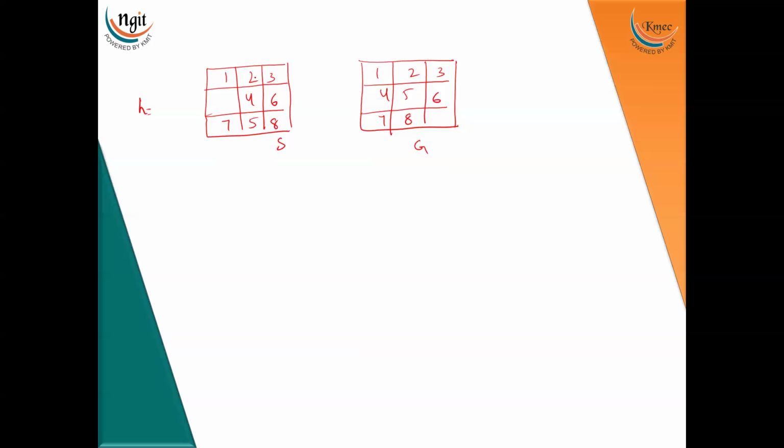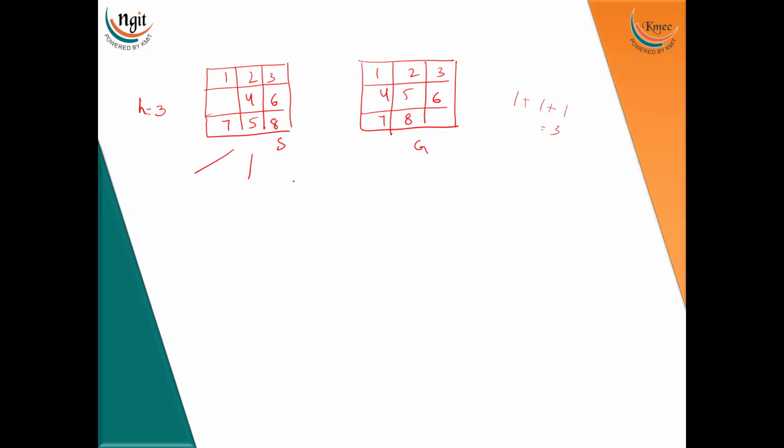You see here, 1, 2, 3 are in the same position. 4 is not in the same position, so 1 misplaced tile. 5 is not in its position, 1 more misplaced tile. 6 is in the same position, 7 is in the same position, and 5 is not in the same position. That is one more misplaced, so we already counted it, and 8 is not in the same position. So total 3. So for the starting state, the heuristic function is 3.